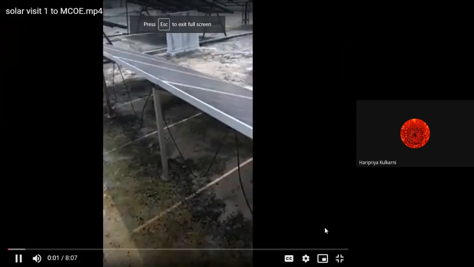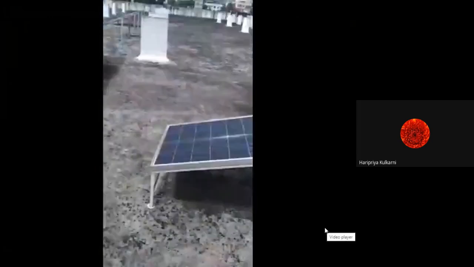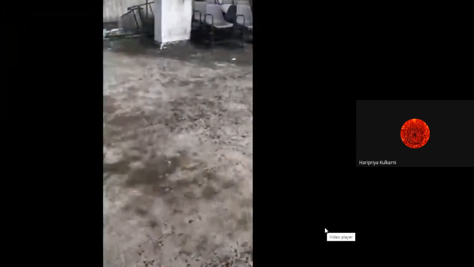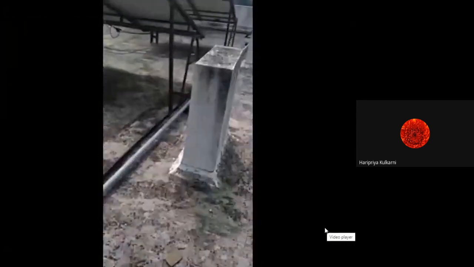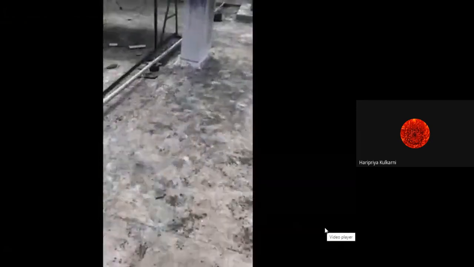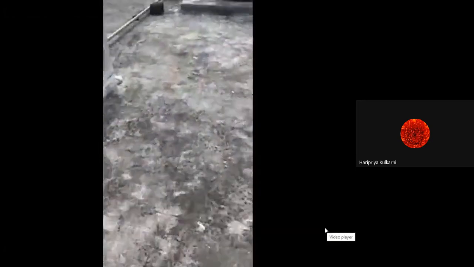Good morning, students. Today we are here to have a visit to a solar power plant. Okay, so we are on the terrace of Modern College of Engineering. In all, total we have three systems. So you have to write a detailed, handwritten report regarding this. You have to explain all the three systems and mention it.